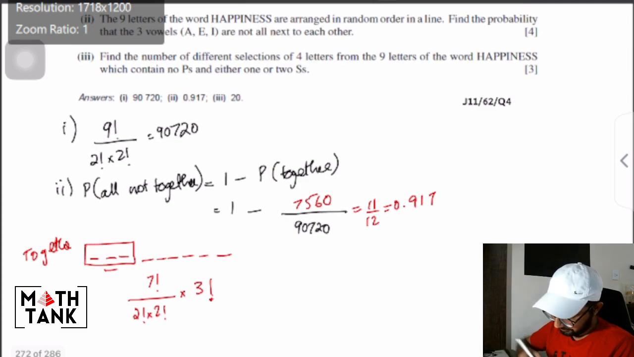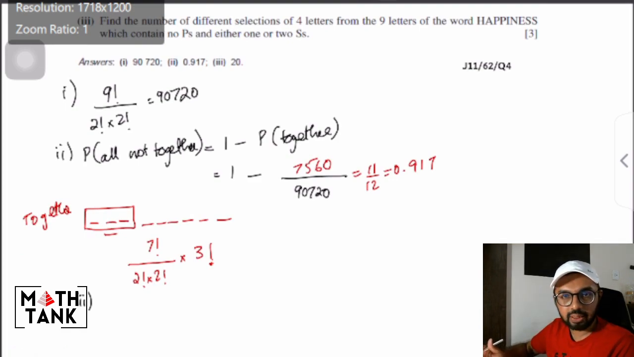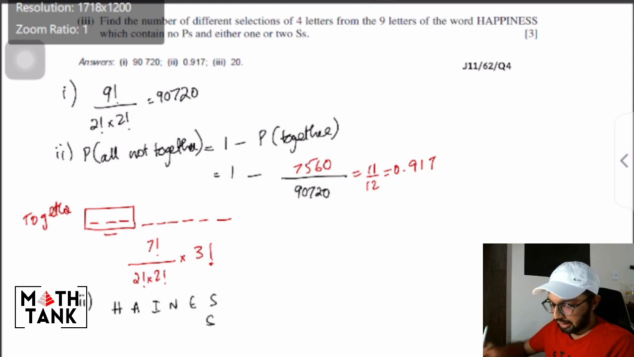Part 3. Find the number of different selections of 4 letters of the 9 letters of the word happiness, which contain no p's and either 1 or 2 s's. So I think that question has been made simple by eliminating all the p's. So I'm just talking about H, A, I, N, E, S, and S. And either I want 1 S or 2 S. I want to select simply 4 letters.